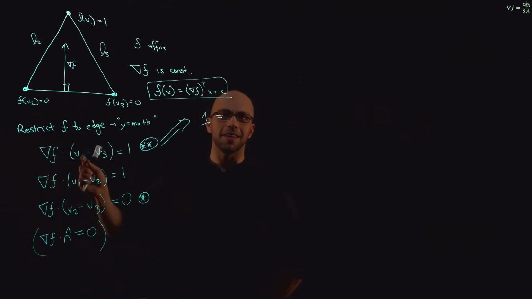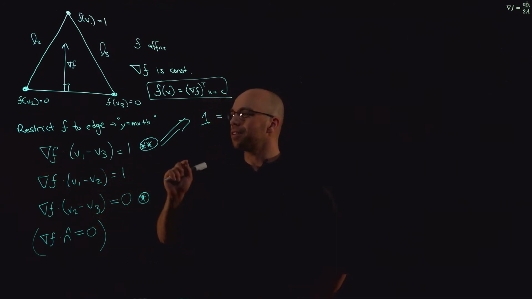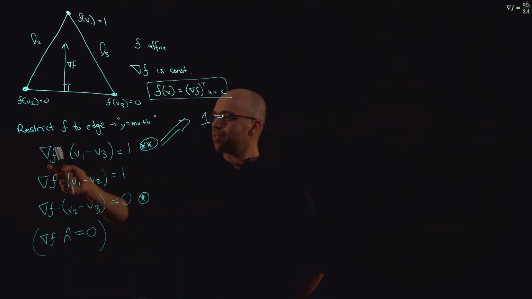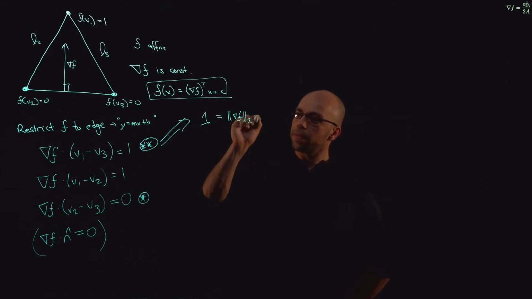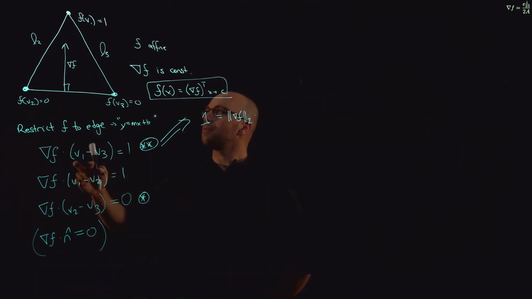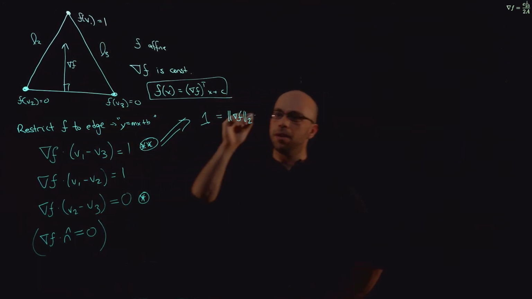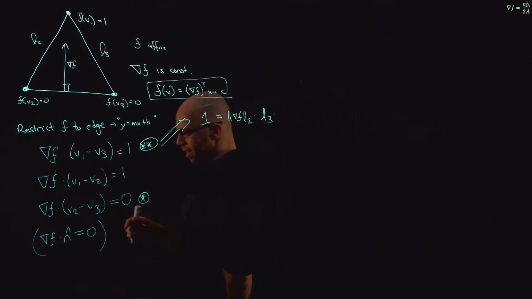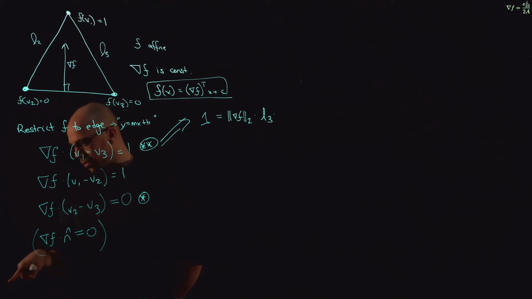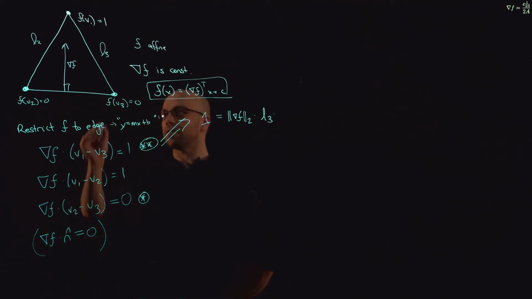So the dot product is the length of one thing, the length of the other thing, and the cosine of the angle in between them. Yeah? So it's the norm of the gradient of f times the norm of v1 minus v3, so that's L3, times the cosine of the angle between these two guys. So now we have to be a little bit careful. So let's actually give this angle here a name. We'll call it theta 3.